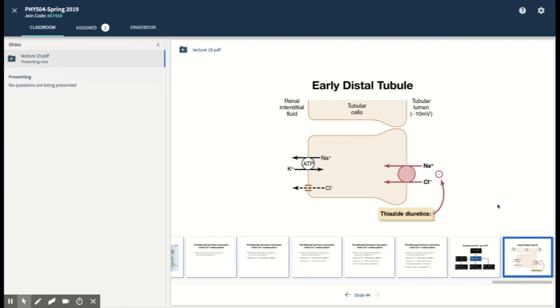All right. We only have about 3 minutes left, so I'll just get into the next little bit as we start getting into the distal tubule, and then we'll finish everything up on Thursday.